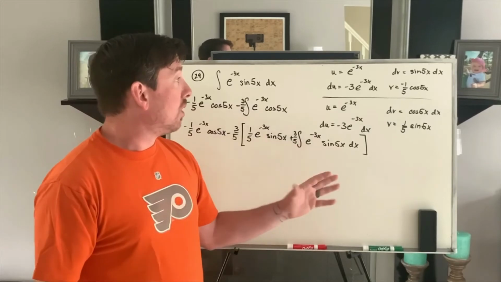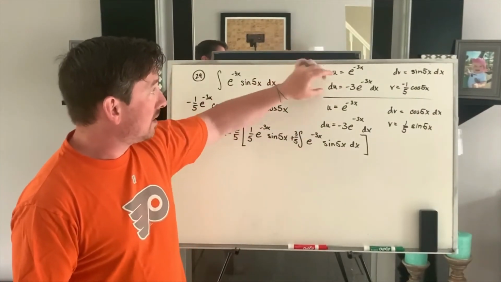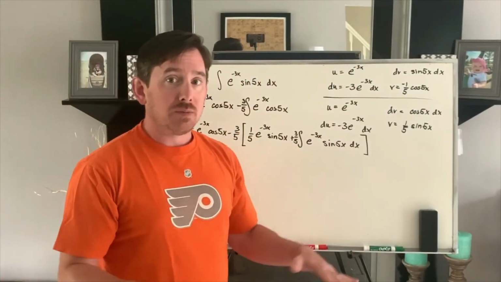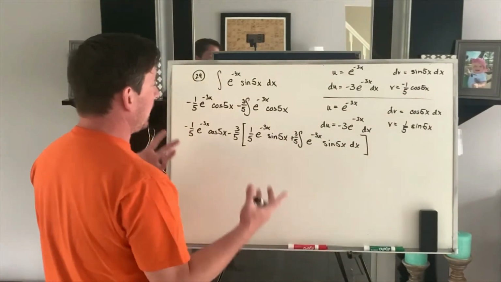And we didn't do anything wrong. Sometimes you wind up with the integral you started with if you do parts twice and you swap the roles of u and dv. But we didn't do that. We didn't make any mistakes, and we still landed on what we started with. So we get to combine like terms.